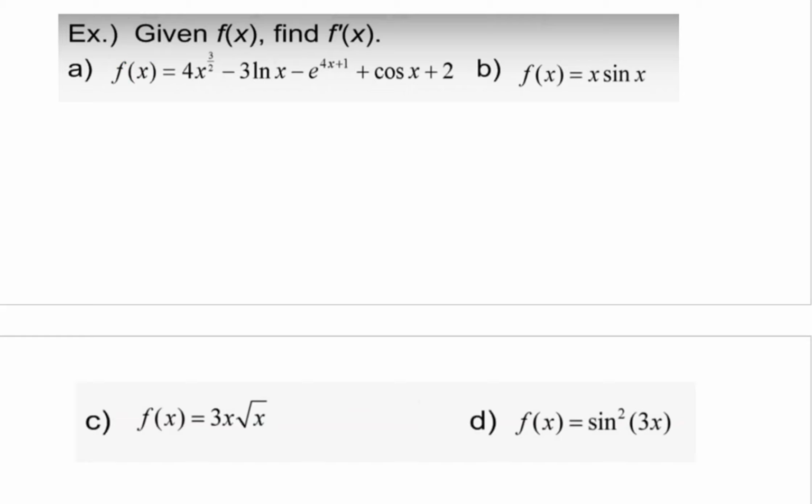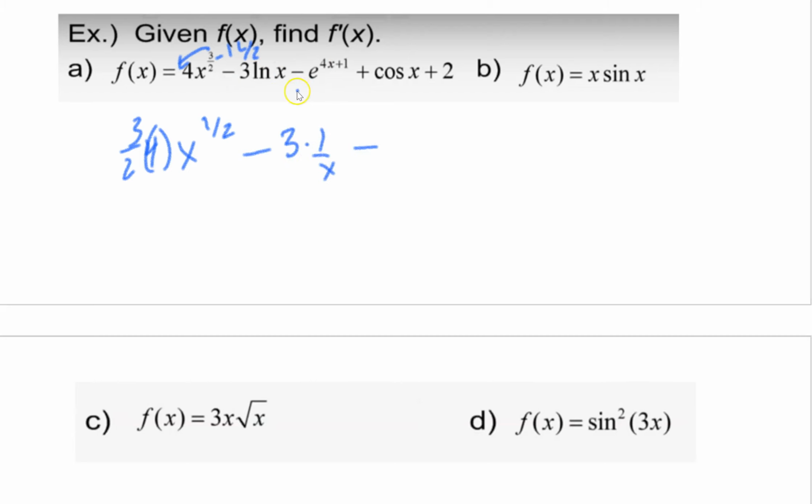So let's find the derivative of this. For this one, we're going to use a basic rule: bring the power down, subtract 1 off. So 3/2 times 4 x, with the common denominator, 2 over 2, so 1/2. Minus 3 times natural log x. Now remember, the derivative of natural log is 1 over x. So 3 times 1 over x.